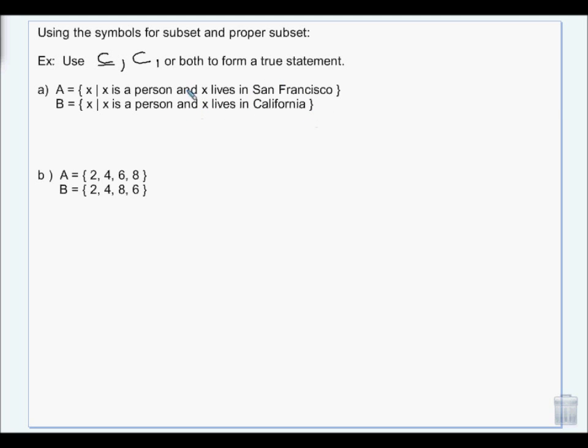Okay, so A, San Francisco, where's San Francisco? California. So if you live in San Francisco, you also live in California. So A is a subset of B. Oops, sorry. A is a proper subset of B, right? Because if you live in California, it doesn't mean you live in San Francisco. You could live in LA, you could live in Napa, you could live in San Diego, you could live in some little podunk California town nobody ever heard of, you know? So this is a proper subset.